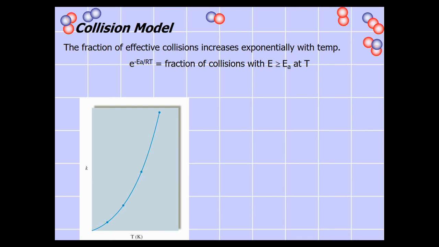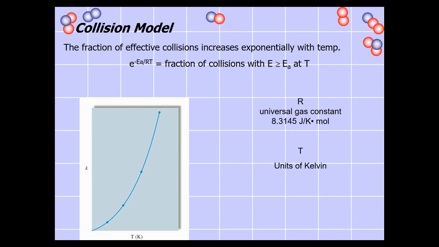All right, and so here's our equation here. So we can actually calculate the number of collisions that would have an energy equal to or greater than the activation energy at a specific temperature. So this lowercase e, you probably remember from math class, is the inverse of the natural log. It's raised to the negative E of A, so we know E of A is the activation energy. Now, we've seen R before.